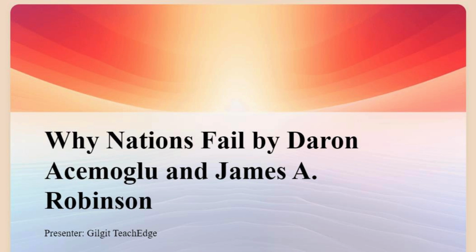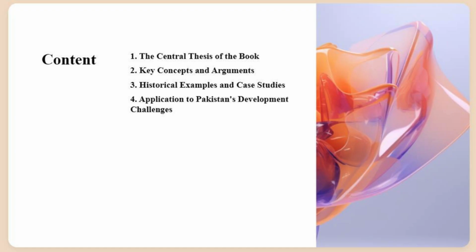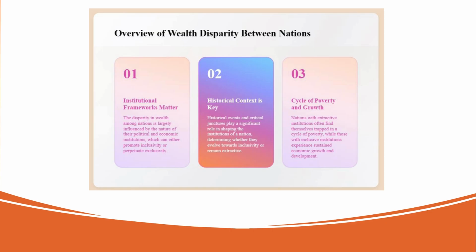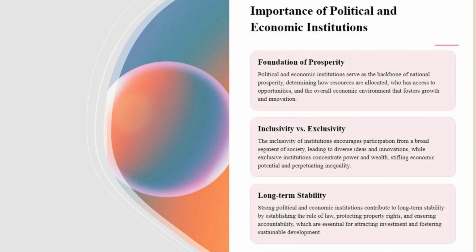In this session, we are going to review one of the important books of the century, which is Why Nations Fail by Daron Acemoglu and James Robinson. The book Why Nations Fail is a profound exploration of the underlying causes of wealth disparity between nations. Authored by Acemoglu, an economist, and Robinson, a political scientist, the book challenges conventional explanations for national prosperity, such as geography, culture, or ignorance, and instead argues that political and economic institutions play a pivotal role.